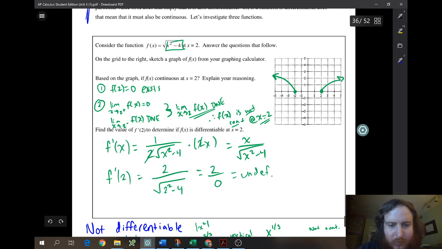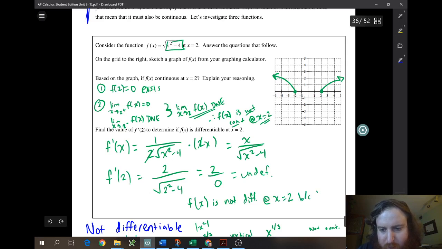So basically they asked, is it differentiable at 2? Determine if it's differentiable at 2. So f of x is not differentiable, that's the what, at x equals 2, that's the where, because f prime of 2 does not exist, that's the why. So what, where, and why, that's always the three things that we need.